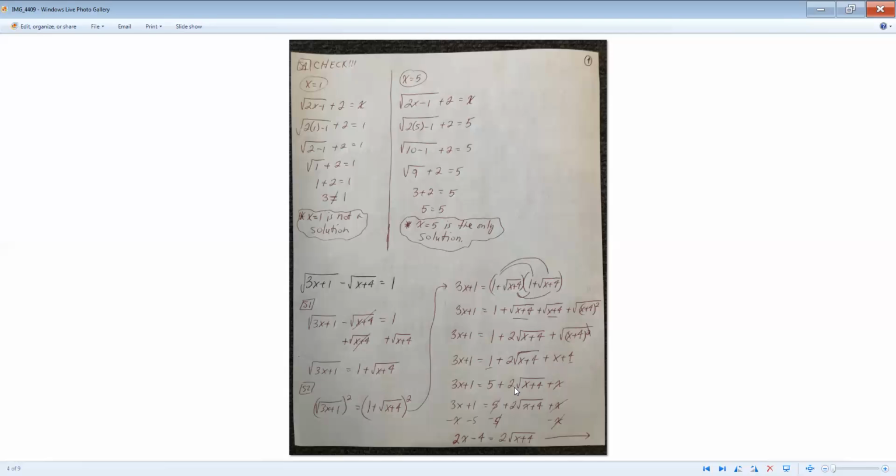And now we can go ahead and isolate the radical that's left. Remember, if you still have a radical involved in your equation, you will repeat steps 1 and 2. So we'll subtract x and subtract 5 from both sides, leaving us with 2x minus 4 equal to 2 square root of x plus 4.